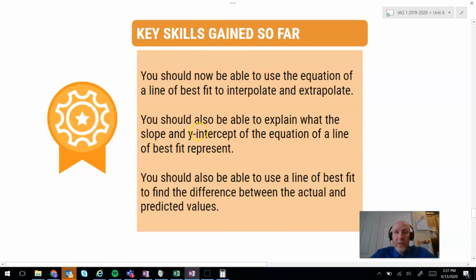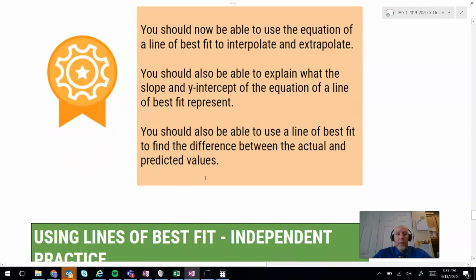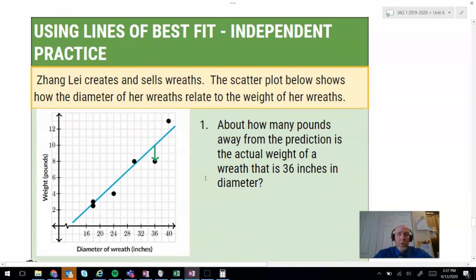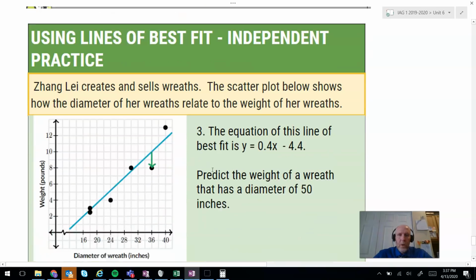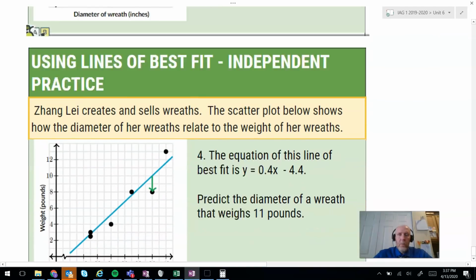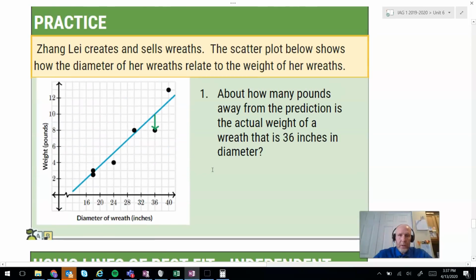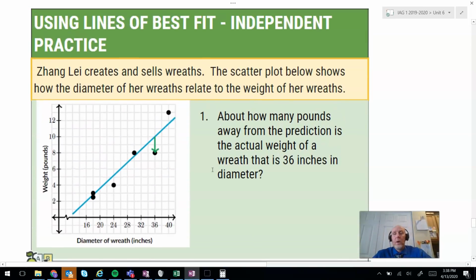You can now use the equation of a line of best fit to interpolate and extrapolate. You can also explain what the slope and y-intercept of the equation of a line of best fit represent, and you should be able to use a line of best fit to find the difference between the actual and predicted values. So that will lead us into our independent practice. There's no Khan Academy today. It's all going to be here in Pear Deck. So please go ahead and pause the video now and try all 4 questions in the independent practice, and then unpause the video when you are done.